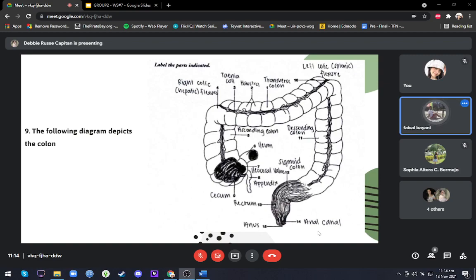So we have the right colic flexure, transverse colon, left colic flexure, the ascending colon, descending colon, ileum, the ileocecal valve, sigmoid colon, appendix, cecum, rectum, anal canal, and anus.